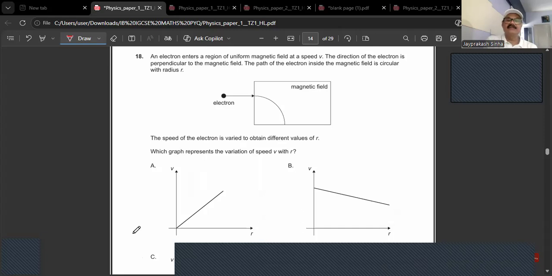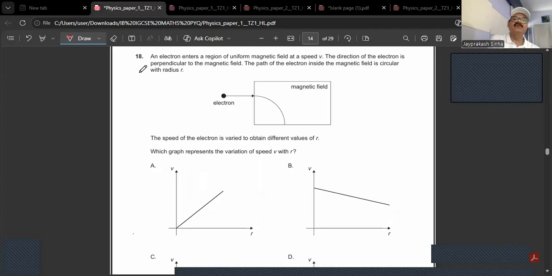Okay. So this is the question. An electron enters a region of uniform magnetic field at a speed v. The direction of the electron is perpendicular to the magnetic field. Means, what is the angle between the direction of the electron and the magnetic field? That is, what is the angle between Q and V? Q and V, that is 90 degrees.